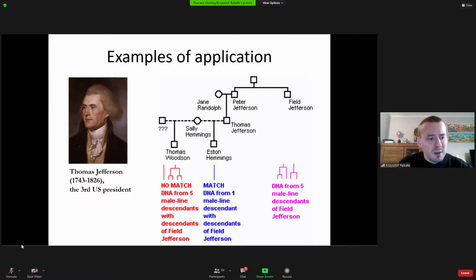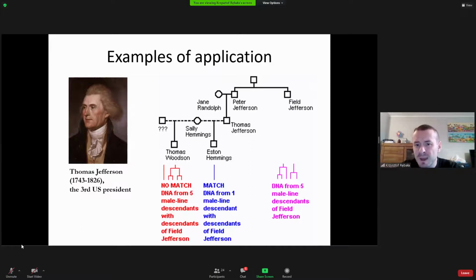Okay. Here is another example of application which concerns the third president of the United States of America, Thomas Jefferson, because there was a gossip that he had a son with his slave, with Sally Hemings. Okay, but it was many, many years ago. But geneticists decided that they would check it.